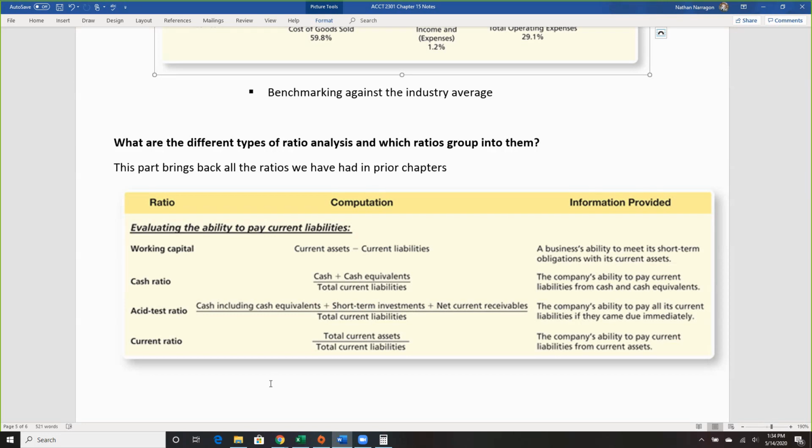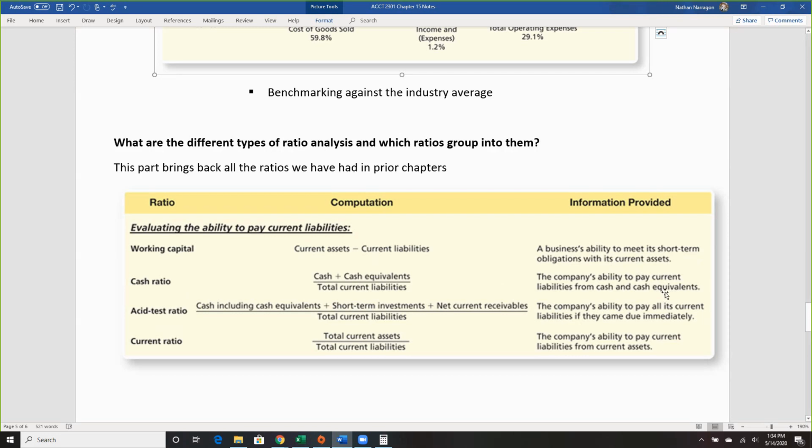So, of course, we have our first batch, which is all about evaluating the ability to pay current liabilities. Can we pay our bills? There's the working capital ratio, which again is the ability to meet short-term obligations with current assets. Cash ratio, the ability to pay current liabilities from cash and cash equivalents.